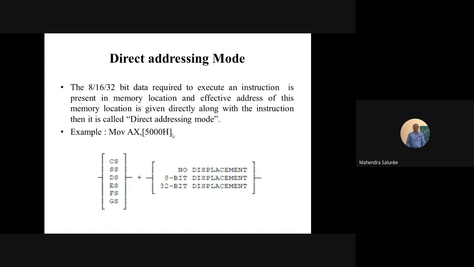Now, the very interesting point here, I will highlight: how much data will it move? In memory, as I told you, it is a byte addressable memory. So for every location, we can store 1 byte. But in this particular instruction, my destination register is AX, and AX is a 16-bit register. So for this instruction, 16-bit data will be moved into AX. From the address 5000H, a 16-bit value will be moved into the AX register.